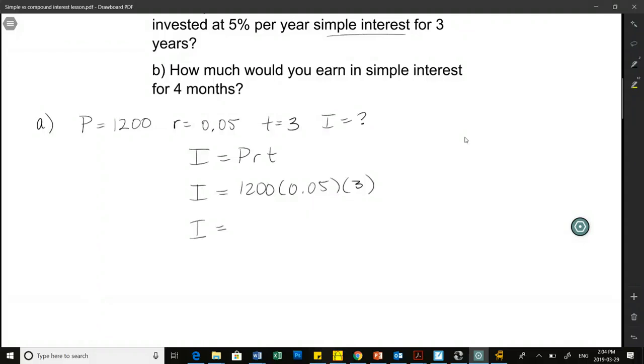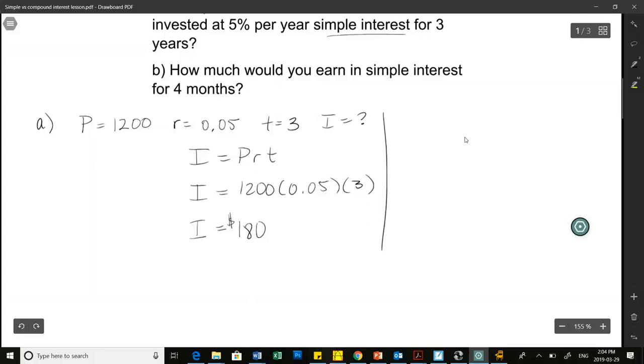What did you guys get? 180. This is dollars. Okay, so how much total money do we have now? What is it? About 1,380. Right, so the compound interest formula would usually give us that total amount, whereas this one just tells us the interest that we earned, and then of course we still have that original $1,200.